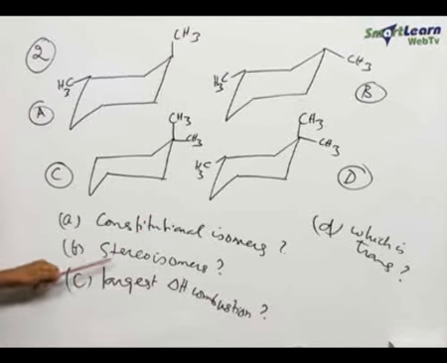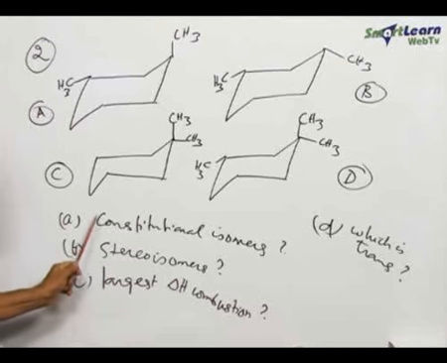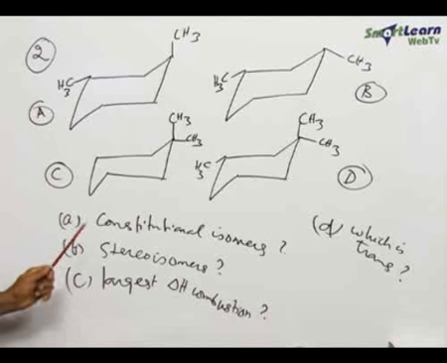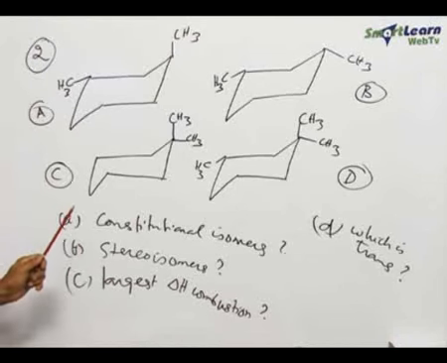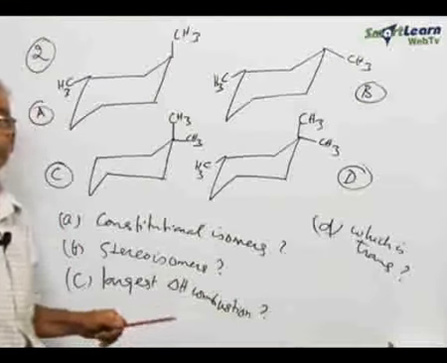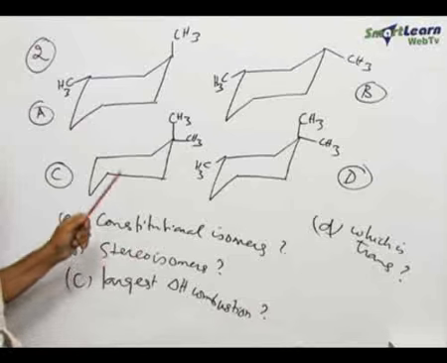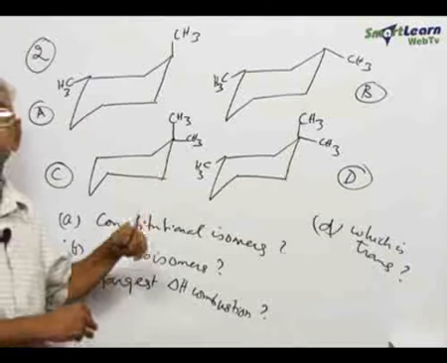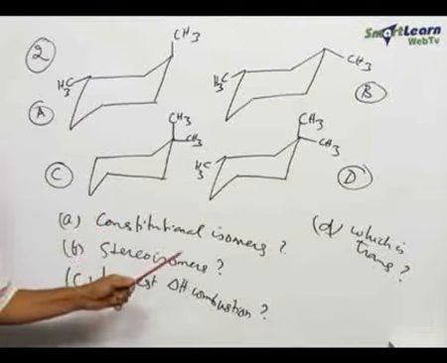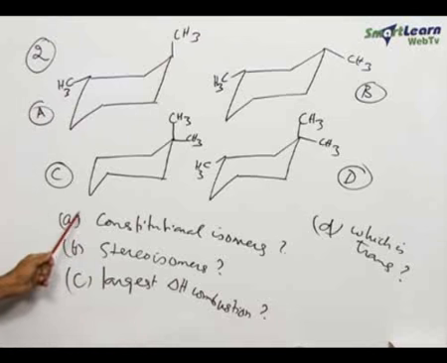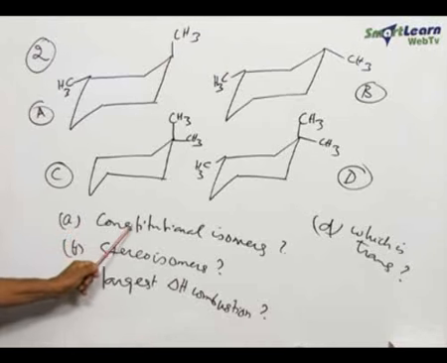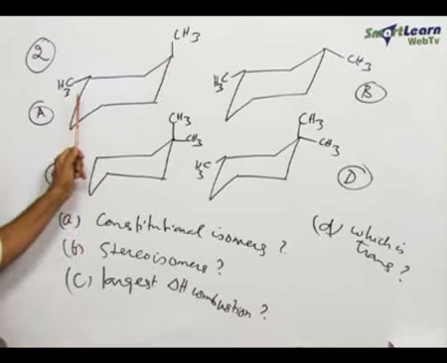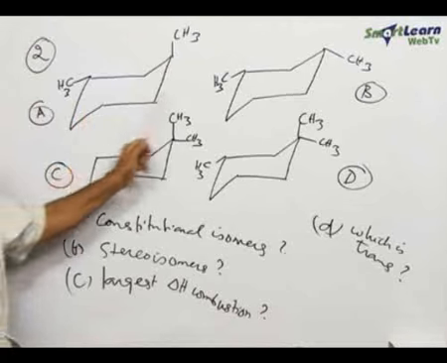Four questions are asked there. The first question is, which one of them are constitutional isomers? What are constitutional isomers? Constitutional isomers are those which have different structures. They are not stereochemical isomers. The answer to question A is that C is the constitutional isomer of A and B.